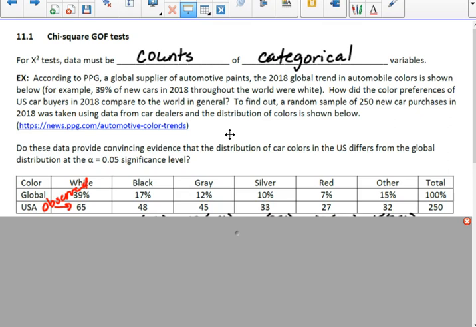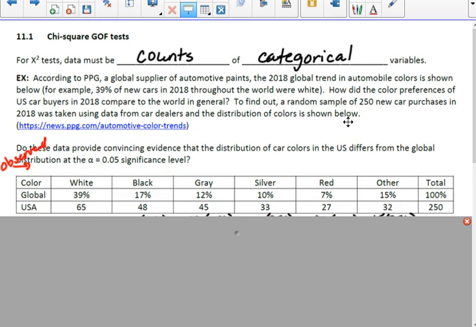So for 2018, we saw here that the global distribution of colors was at 39% white, 17% black, 12% gray, etc. The other category just includes neutral, blue, green, and other colors that are in very small amounts. Now, if we were to compare a sample of new cars made and sold in the U.S. in 2018, what were the popular colors in the U.S. and how did they compare to the global colors?